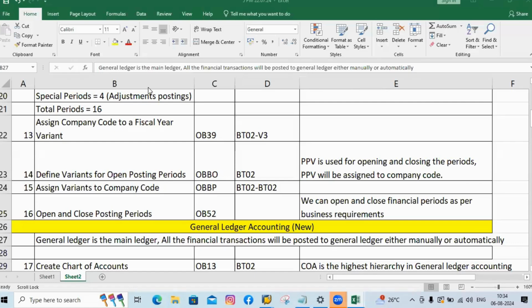For one company code, there will be only one operating chart of accounts, but the same operating chart of accounts can be used for multiple company codes. Clear, all of you? Yes. Okay.